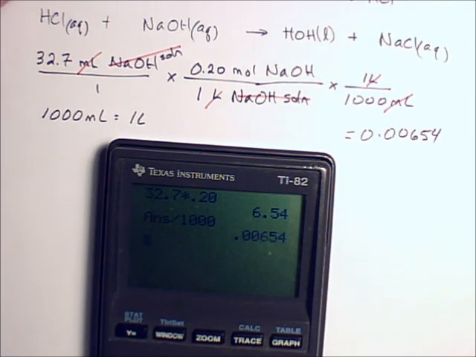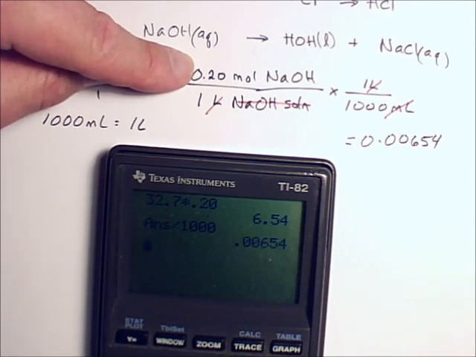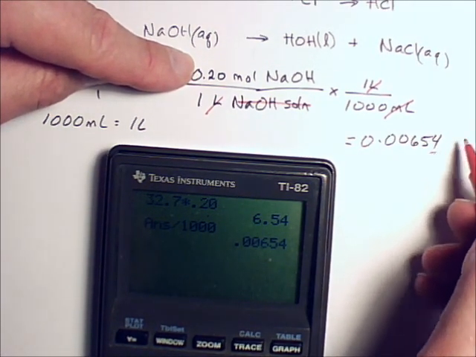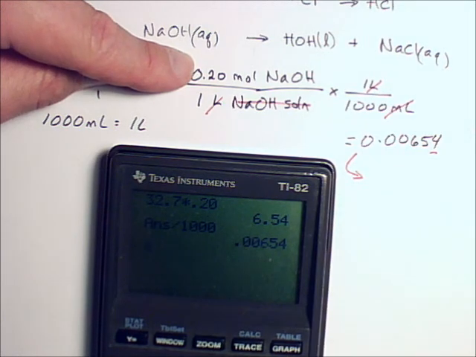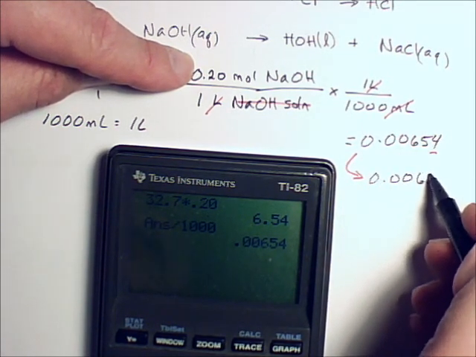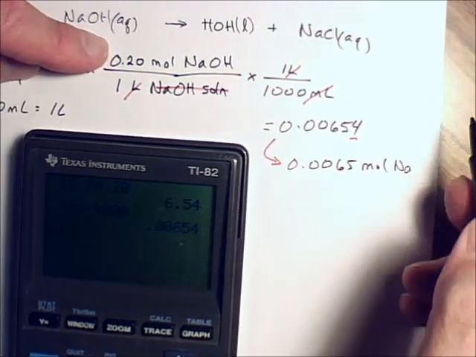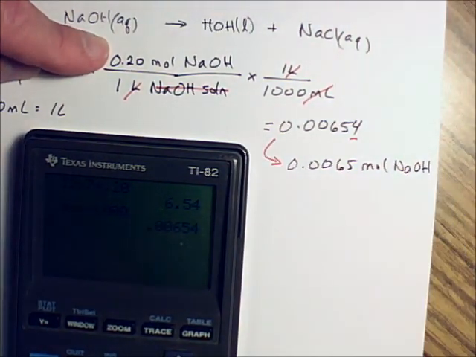Well, I don't have to do any rounding off because, well, actually I do. I need 2 digits, don't I? Okay. Here we go. Round that off. So we get 0.0065 moles NaOH. Okay?